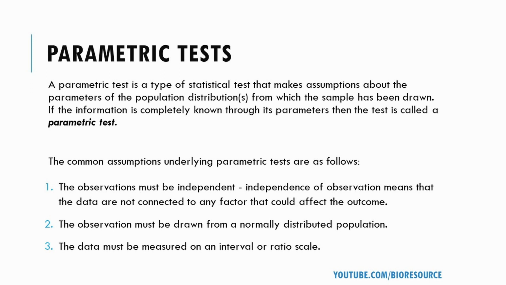The common assumptions underlying the parametric tests are: the observations must be independent, the observations must be drawn from a normally distributed population, and the data must be measured on an interval or ratio scale. So these are the assumptions underlying the use of parametric tests.